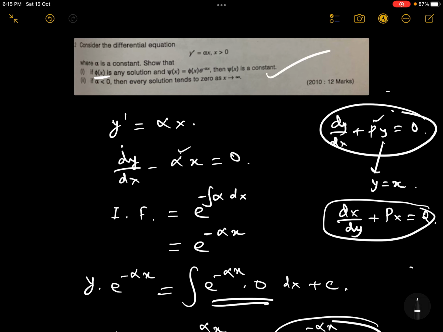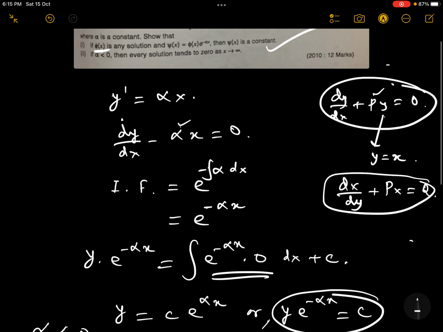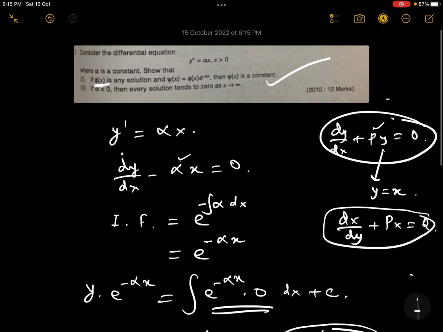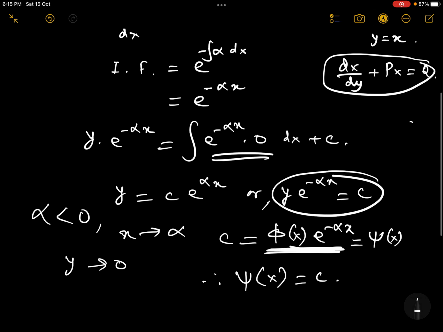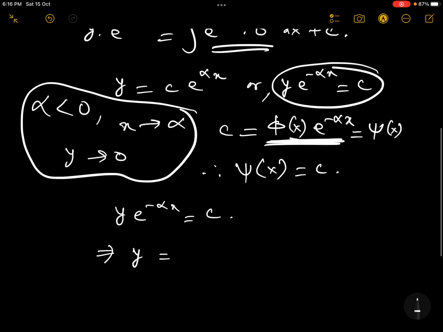And if alpha is less than 0, then every solution tends to 0 as x tends to infinity, y tends to 0. Whether this condition is satisfied or not, let's see. Our solution is y e power minus alpha x equal to c. This implies y is some constant divided by e power alpha x.